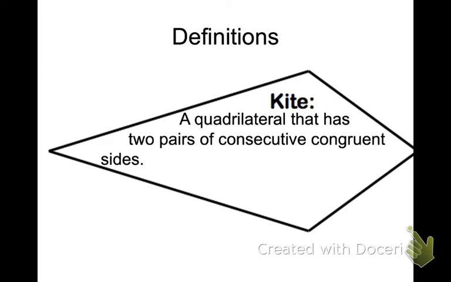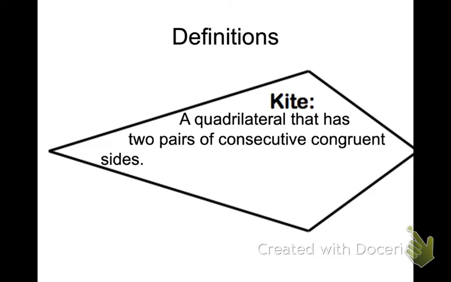So a trapezoid has only one set of parallel sides. A parallelogram has 2 sets of parallel sides. A kite has none. You've got nothing parallel happening here, so you're not going to have any consecutive interior angles that would be supplementary. We still do know that all 4 angles should add up to 360 because it's a quadrilateral, but we don't have anything parallel.